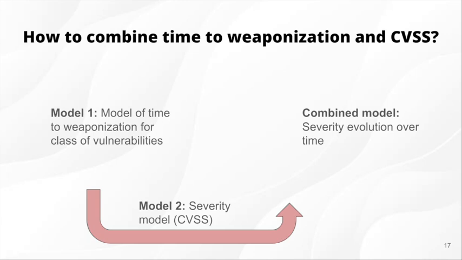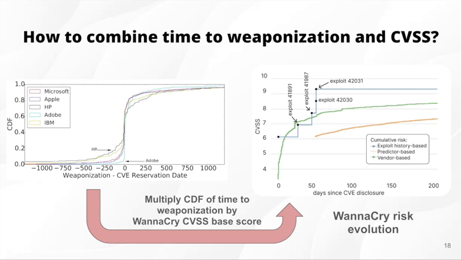But here we just summarize the key idea, which is to combine two models: a model of time to weaponization for a class of vulnerabilities, and a model for severity, which is CVSS, and the combined model shows how severity evolves over time. So again, the plot that we showed in the previous slide, for instance for WannaCry, which is well known, and then in the X axis here we have days in CVE disclosure. In the y-axis we now have CVSS. So we relate the plot on the left, which had numbers varying between 0 and 1 on the y-axis, to the plot on the right, where we now have values varying between 0 and 10, which correspond to CVSS values.